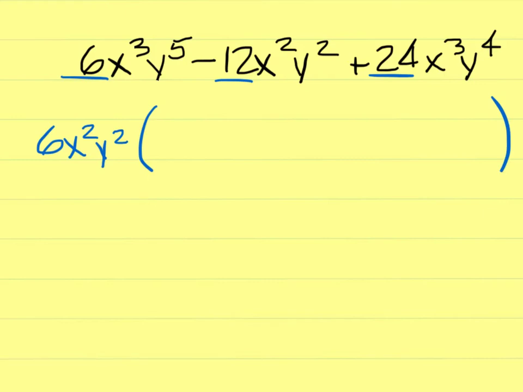When you go backwards, you're going to end up with an x y to the third minus 2, and there's no variable with that part, and then plus 4x y to the second.